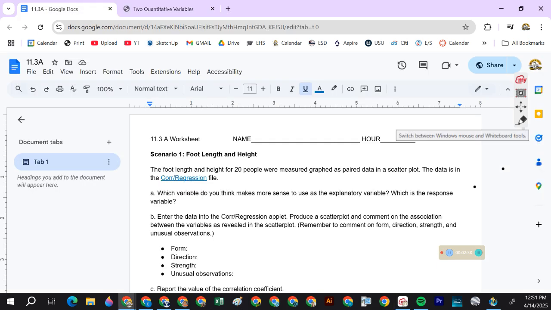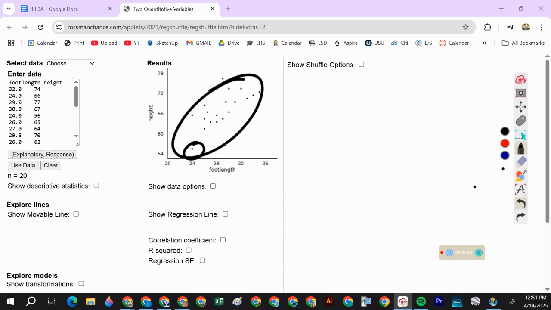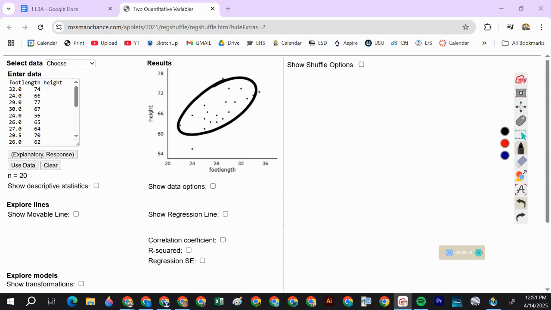And how would you categorize the direction? Is it going up or down? Positive. Okay. And then the strength. It's moderately strong. It's not super predictive. And then is there anything unusual about it? Well, this is kind of an outlier. If I were to remove the 24-56 person, so this would kind of be my football, but if I got rid of that guy or gal, then that would be more predictive, right?